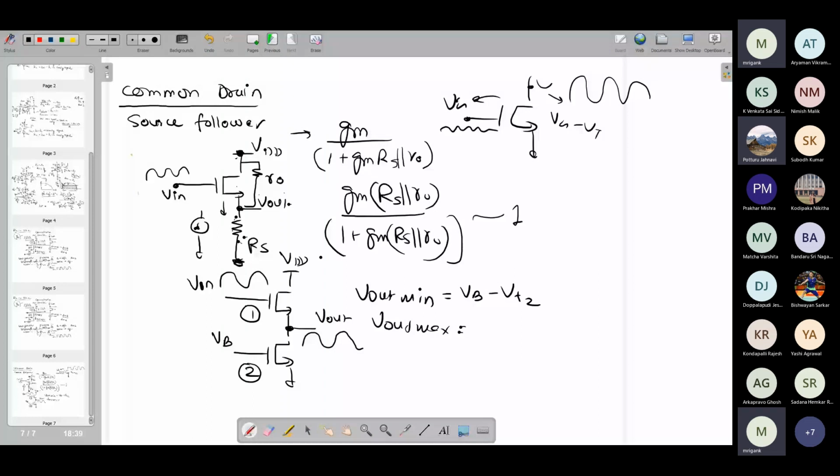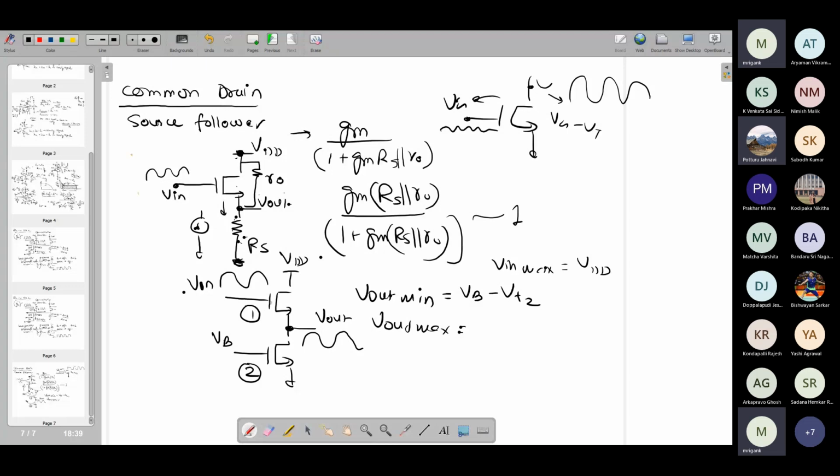The V out max is V in max. V in max is actually VDD. The only thing is, it will be limited by the previous stage. The previous stage may not be able to provide a signal all the way to VDD because it has its own output voltage considerations. Depending on whatever stage you have before, it will have its own V out max, and that will give the maximum signal level here. Suppose this is VDD for the time being, V out max over here will be what?